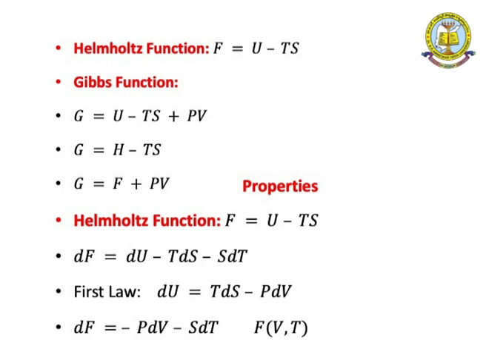So, what are the properties of these? Considering the Helmholtz function F equals U minus TS, by differentiating, dF equals dU minus TdS minus SdT. From the first law, dU equals TdS minus PdV, and so dF equals minus PdV minus SdT. So, F is a function of V and T, where V is the volume and T is the temperature.